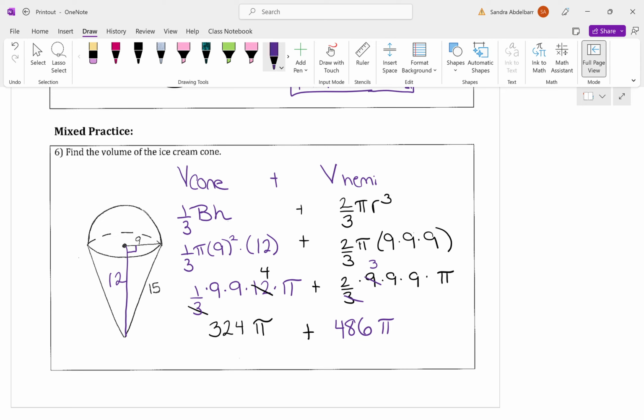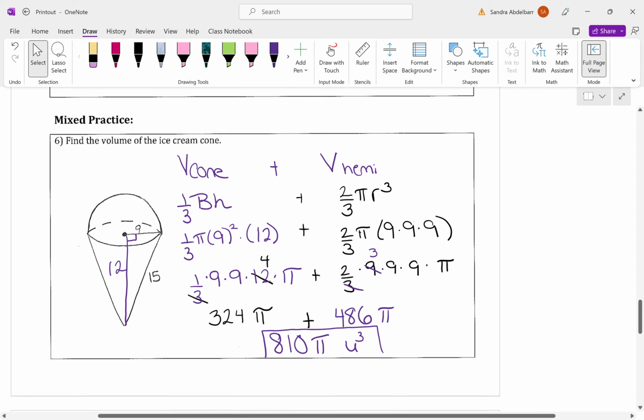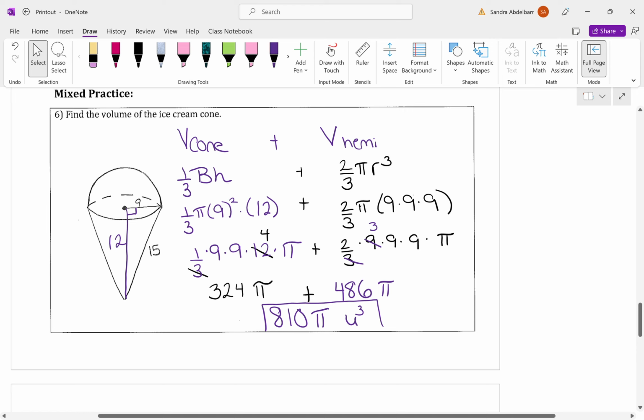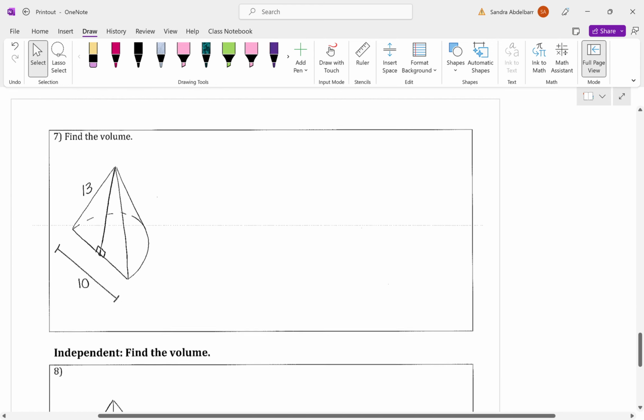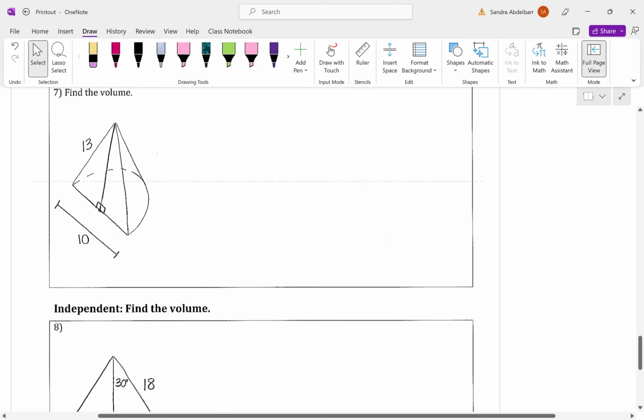Can somebody add these 2 for us? That is 810. 810 pi units cubed. Ooh, what's number 7?